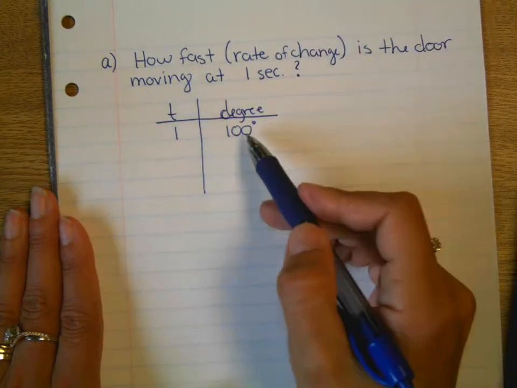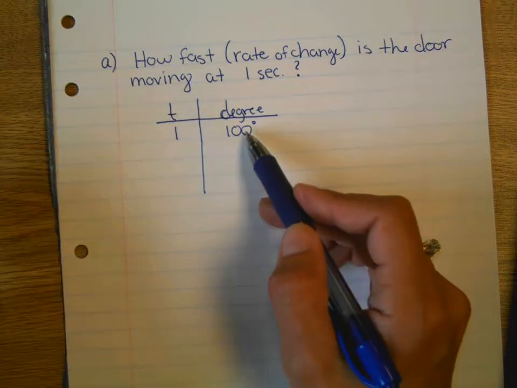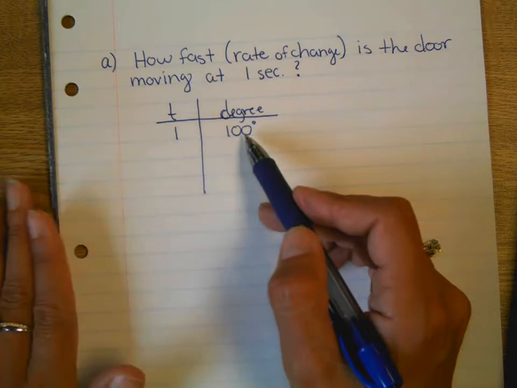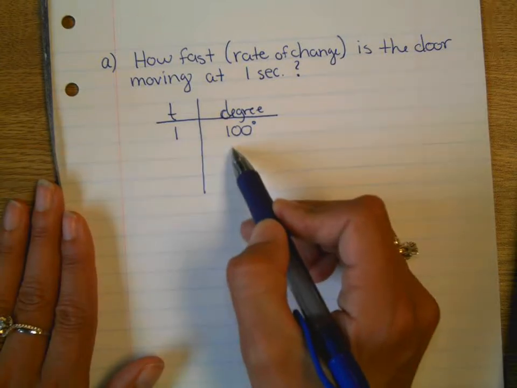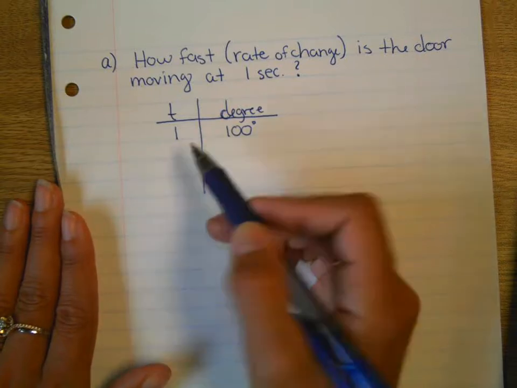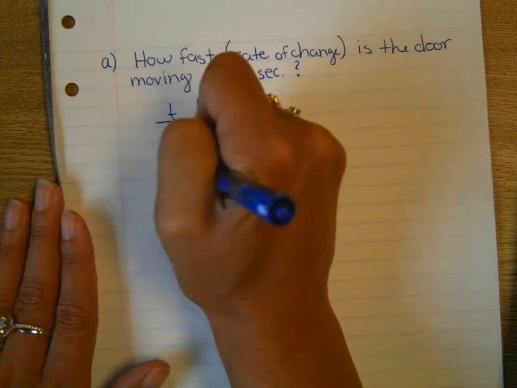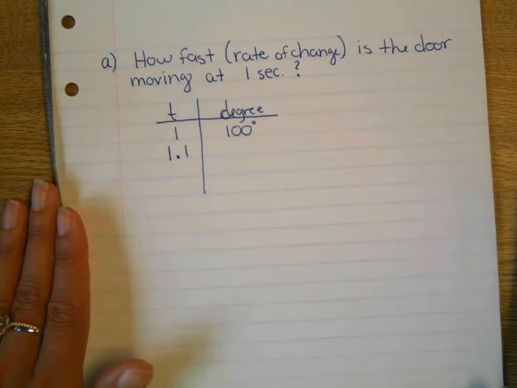So does that mean it's moving 100 degrees per second? I don't think so. That's just where it's at. So what I can do to kind of estimate the rate of change is see where the opening is at just a little bit after 1 second. Let's say like 1.1 seconds. Where is the door at?